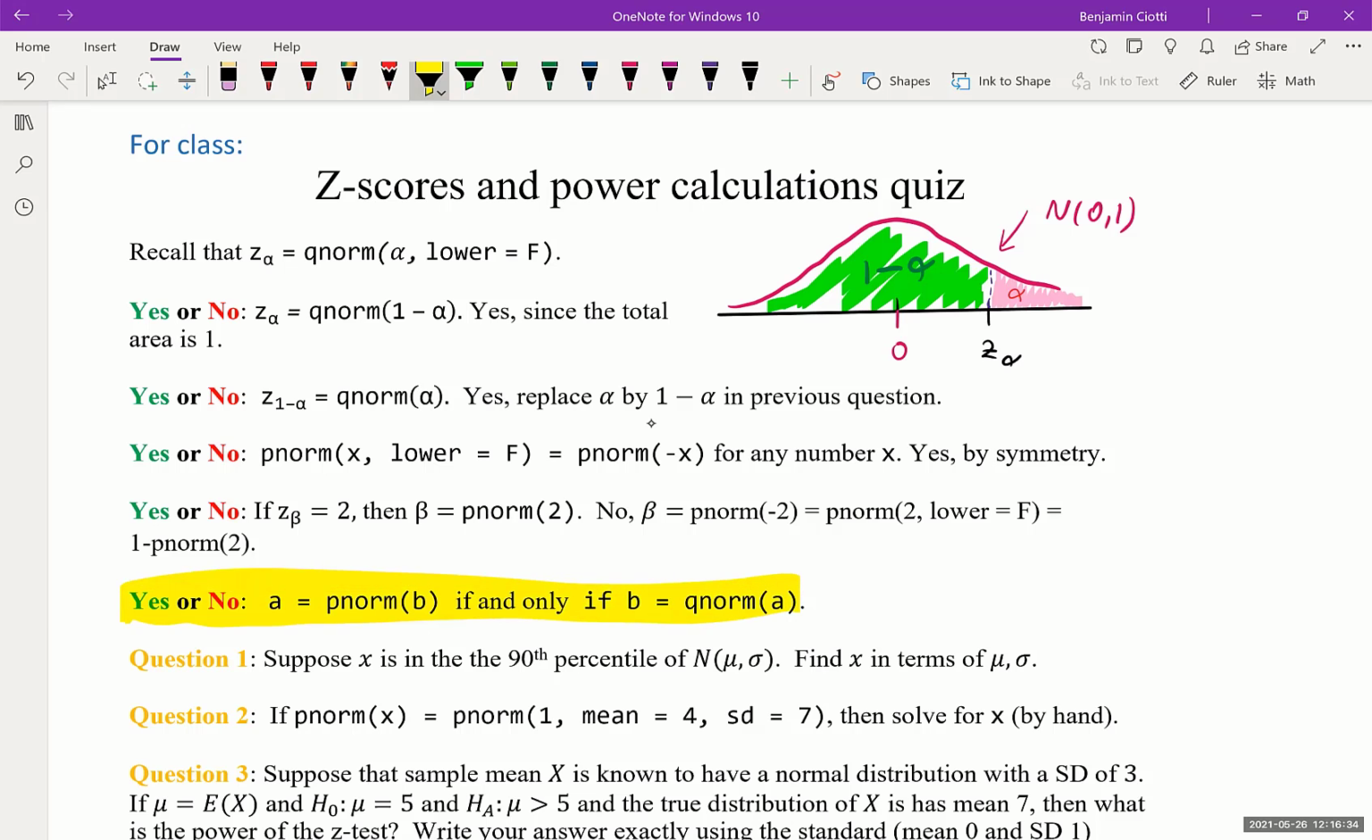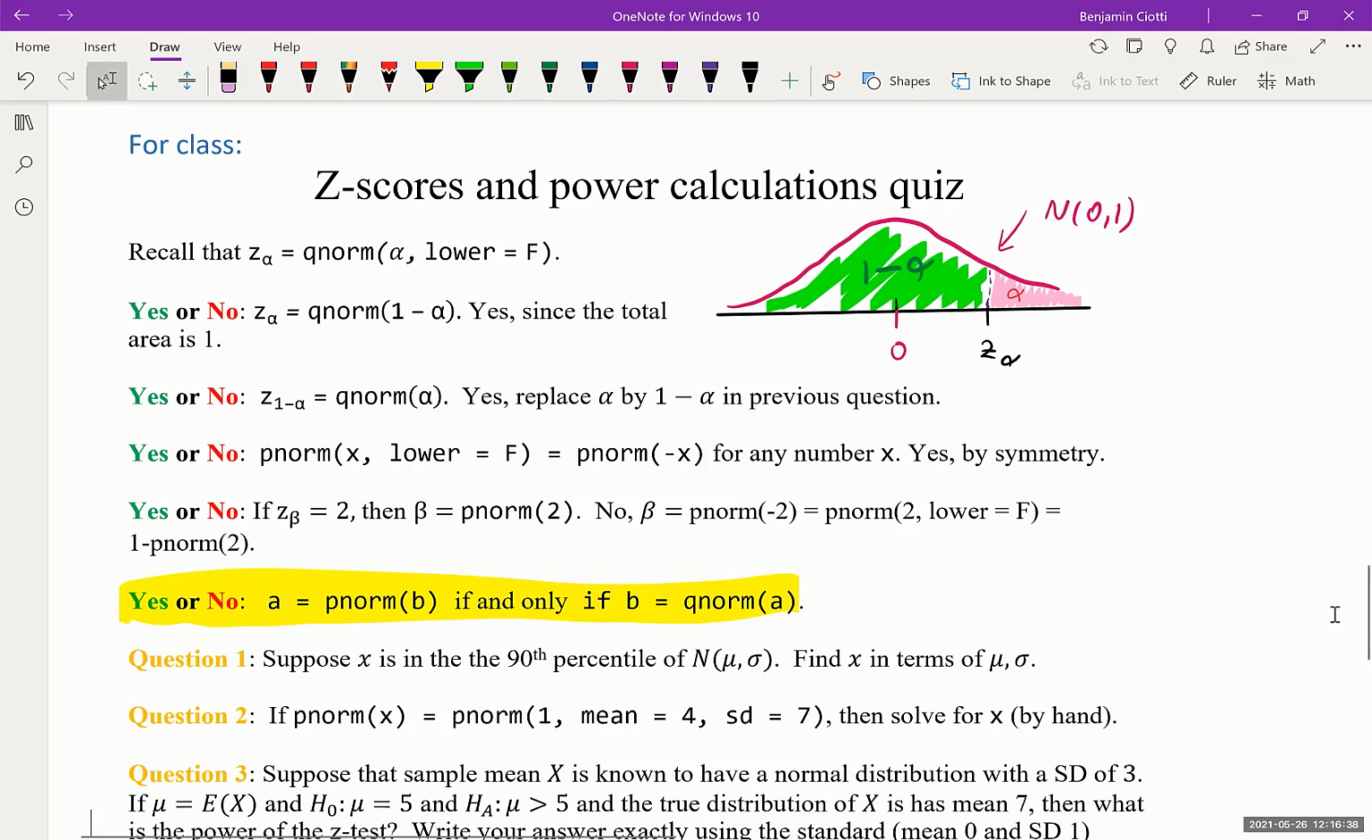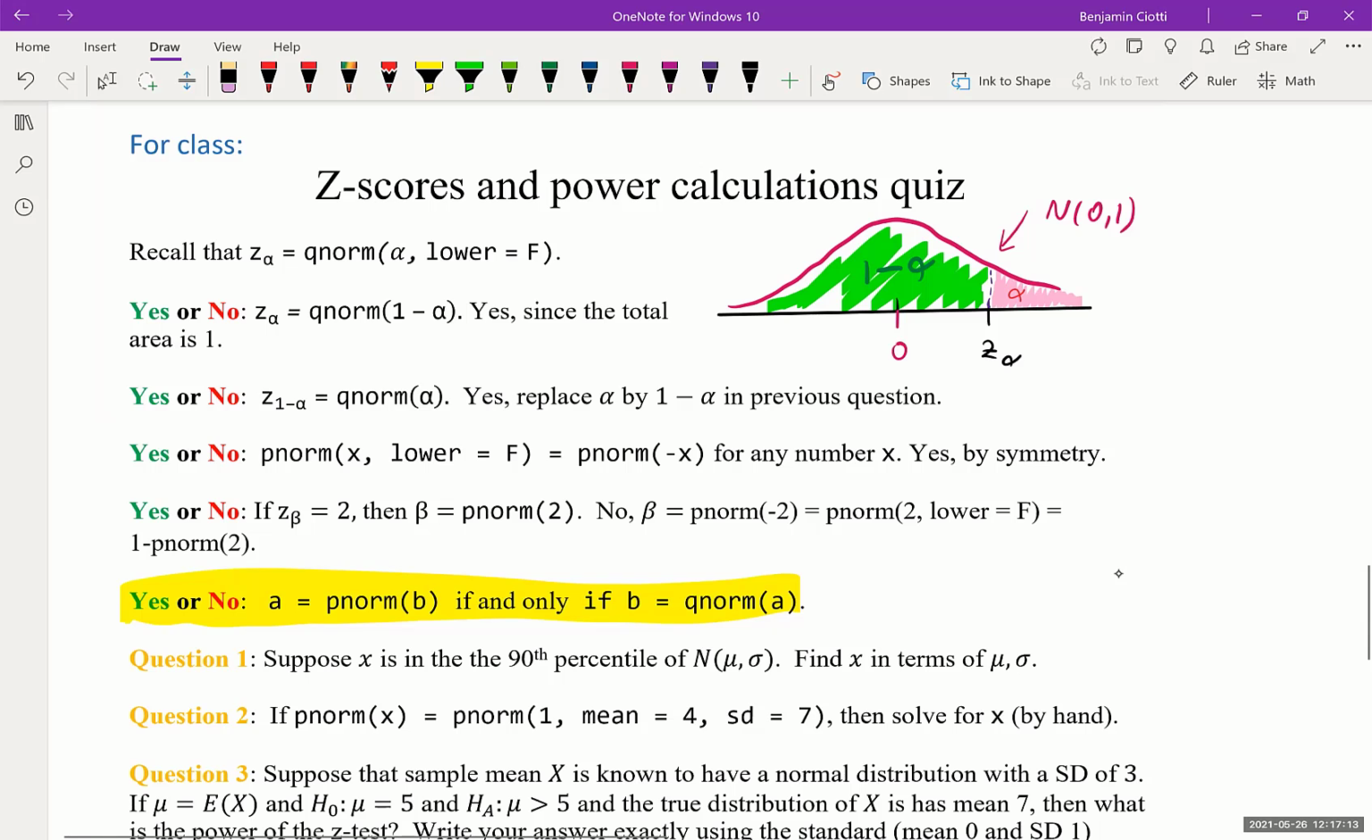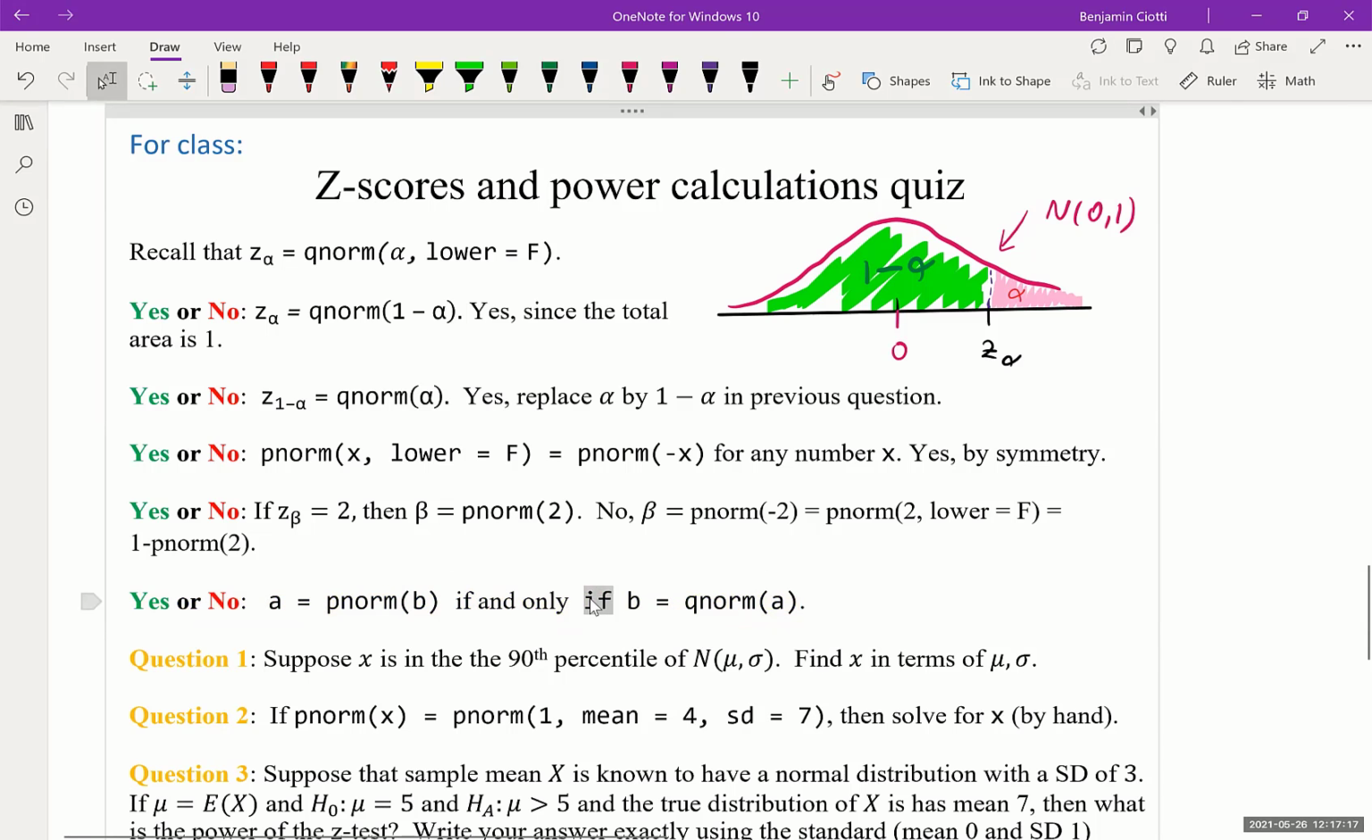Next question, yes or no to this one, folks? So I saw some no's on this one. For those of you that said no, why? Why no? It's not an if and only if.